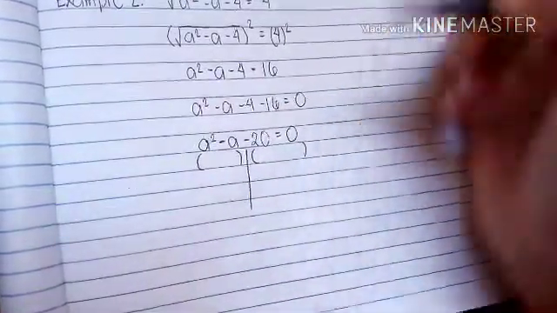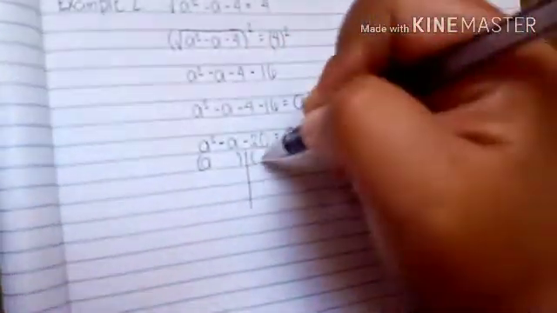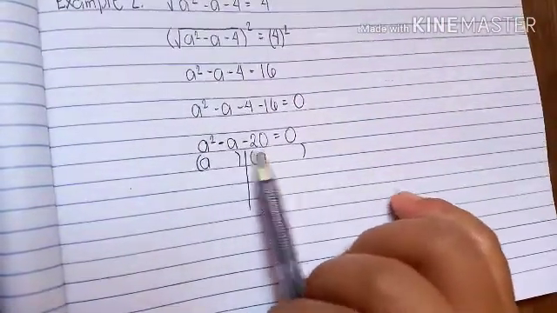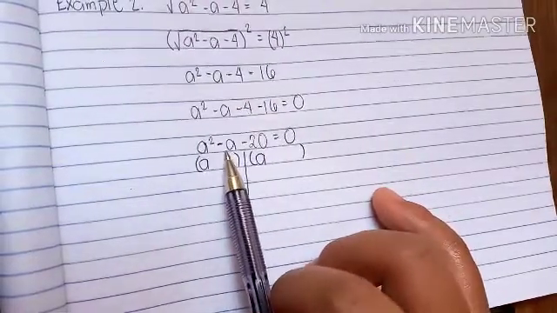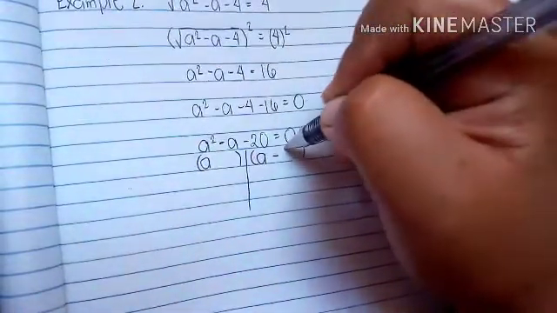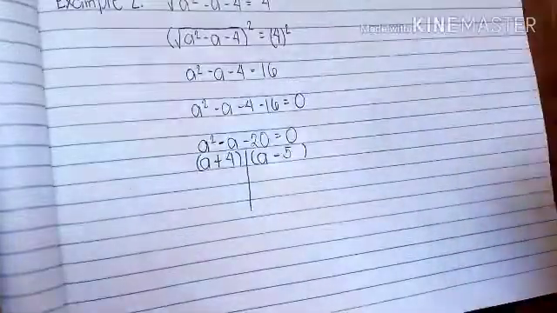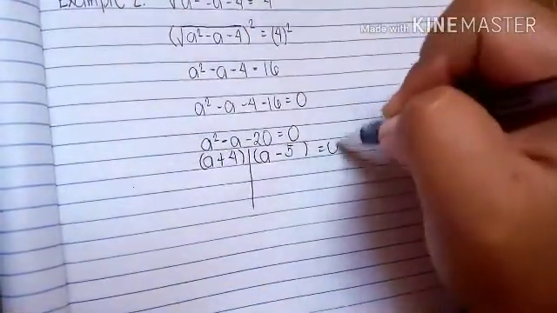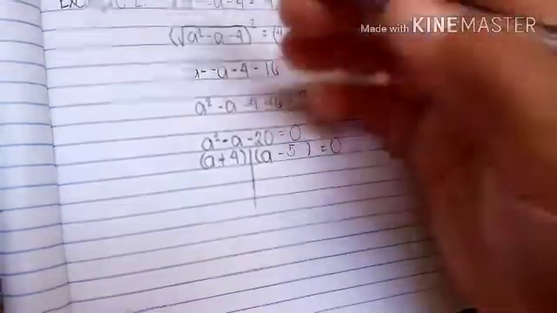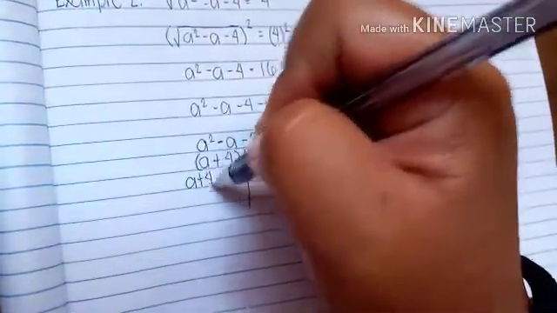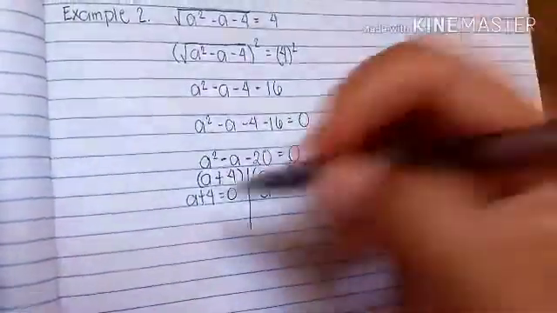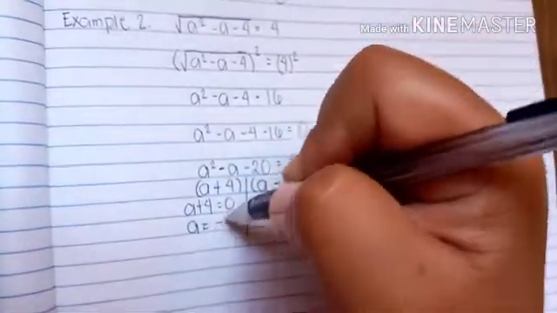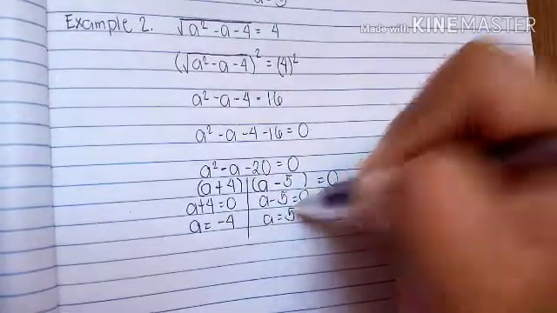We're going to use factoring. Since we have a, we need numbers that multiply to negative 20 and add to negative 1, which are negative 5 and positive 4. Now, for us to solve for a, we equate each factor to 0. That would be a plus 4 equals 0, and a minus 5 equals 0. Therefore, the values of a are negative 4 and positive 5.